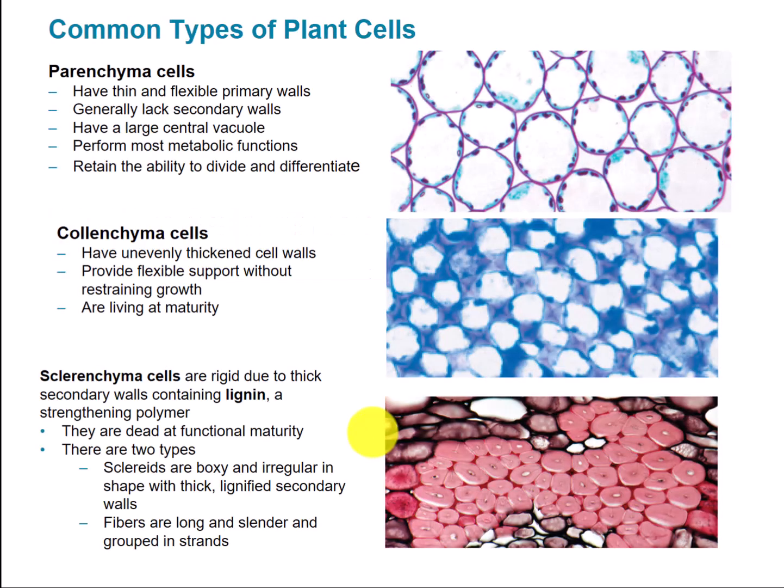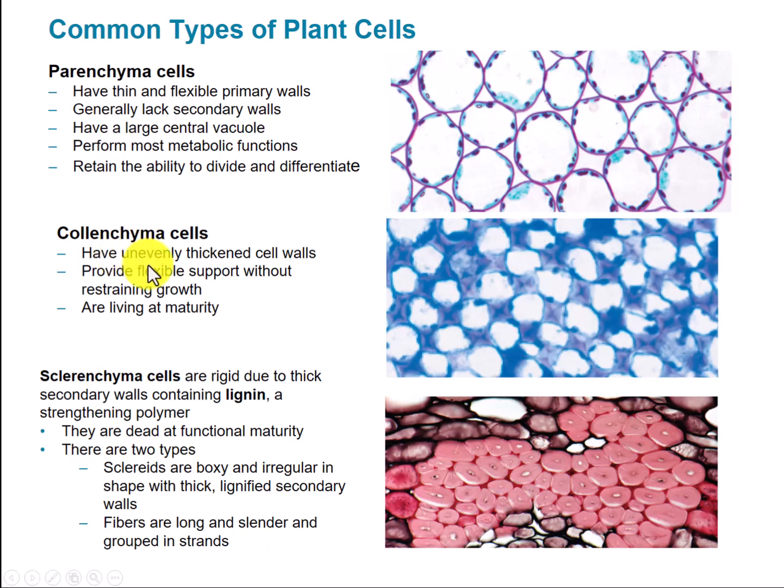All right, so now let's look more closely at the cells. Again, with the parenchyma cells, you have this very thin outer cell wall. They are flexible, generally lack any secondary walls to the primary cell wall, have that large central vacuole that is unique to our plant cells, and they perform most metabolic functions, and retain the ability to divide and differentiate. So they can change into other types of cells.